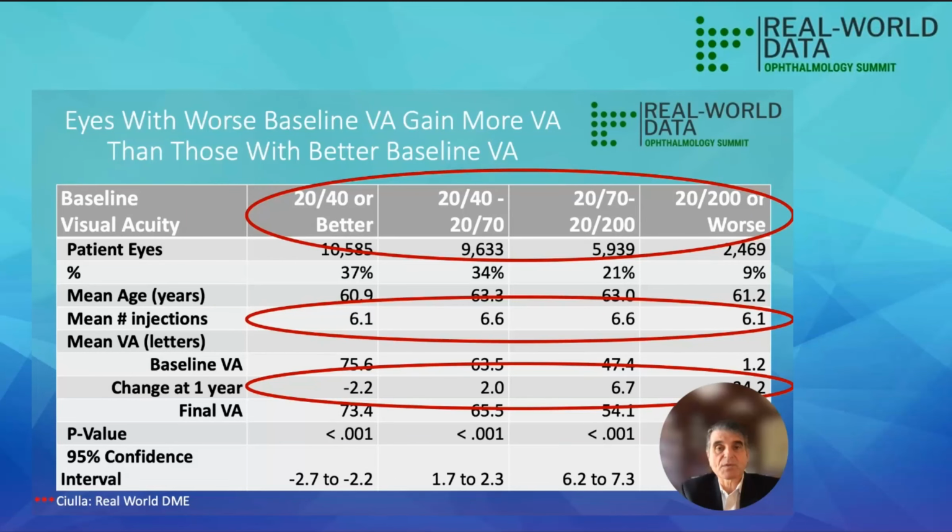Real-world DME eyes with worse baseline visual acuity gained more vision than those with better baseline visual acuity. The eyes were stratified by baseline visual acuity in one analysis. They received a similar number of injections. Those with the best visual acuity tended to lose vision and vice versa, demonstrating a ceiling effect.